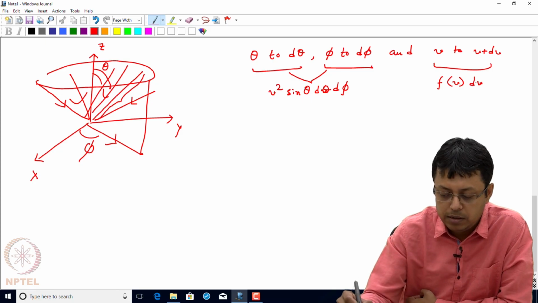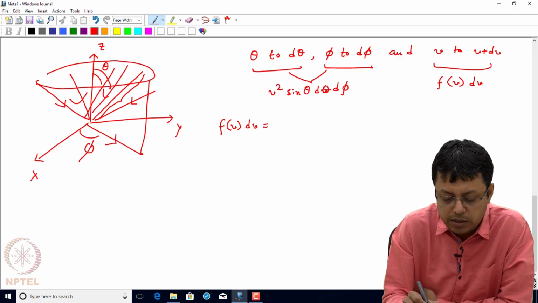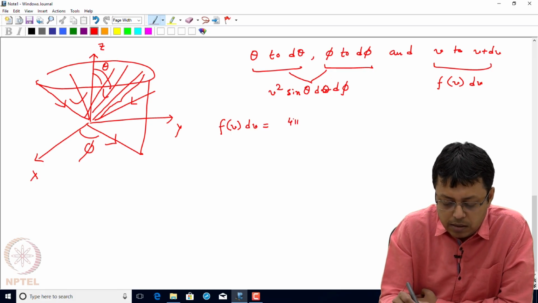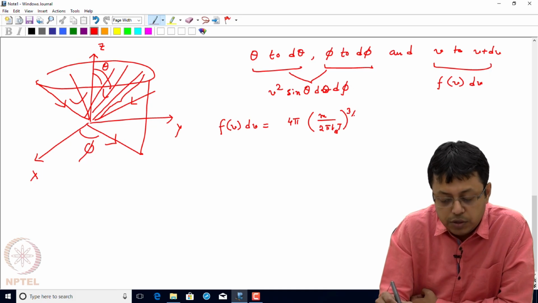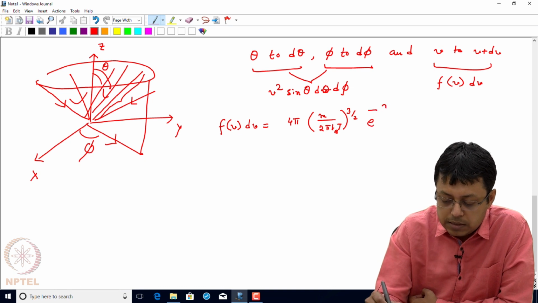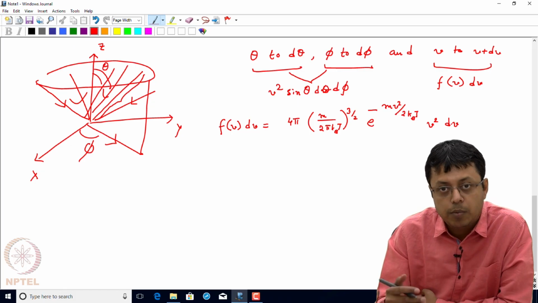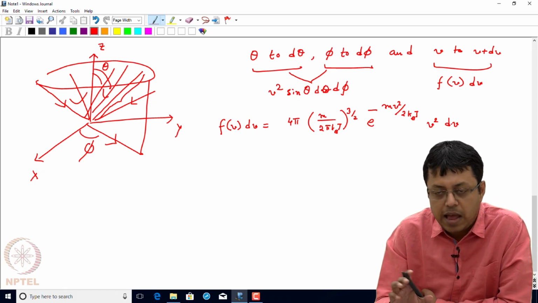Now we have a problem here, because if you remember, when we write the Maxwell-Boltzmann distribution for molecular speed, we write basically 4 pi into some constant, which is m by 2 pi kbT. You can actually go back and check this Maxwell-Boltzmann distribution, e to the power minus m v square by twice kbT into v square dv. So it basically says what is the fraction of molecules, or what is the probability of molecules of having speed in the range v to v plus dv.